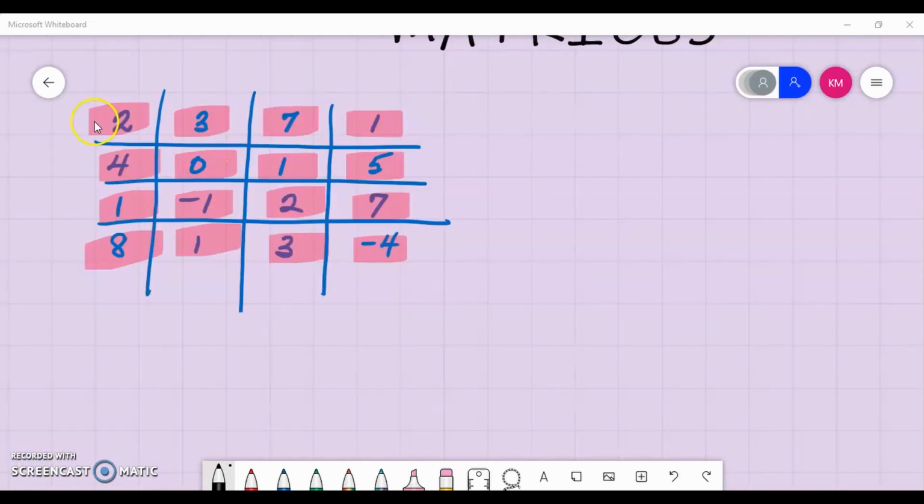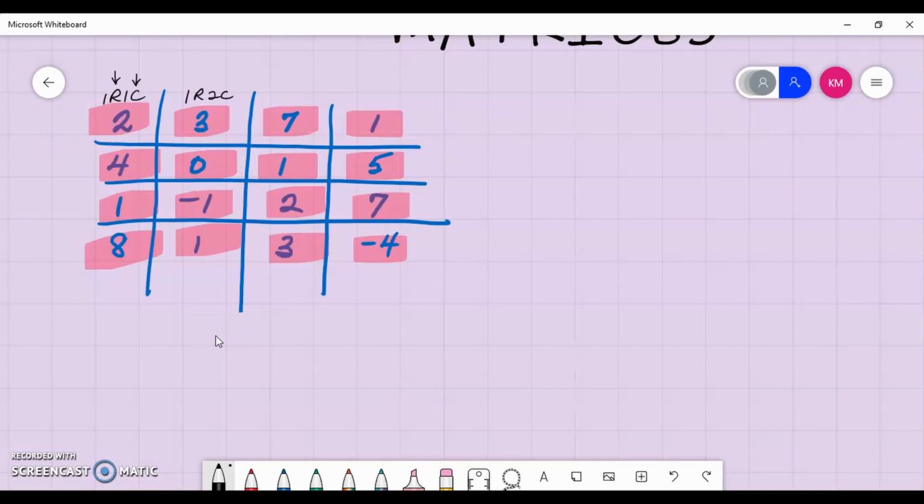So let's now learn about the different positions that each one of these elements occupy. I'm looking at our first element, 2. This 2 is in the first row and our first column. So this cell is the first row, first column. I'm using R to denote row and C to denote column. Our 3 is in our first row, second column. So first row, second column.